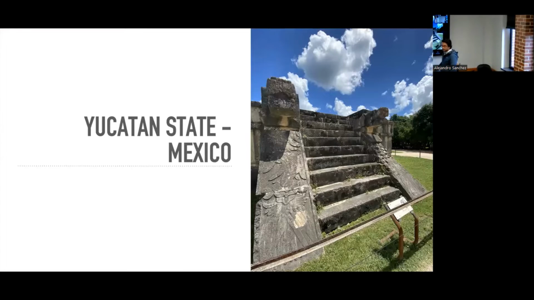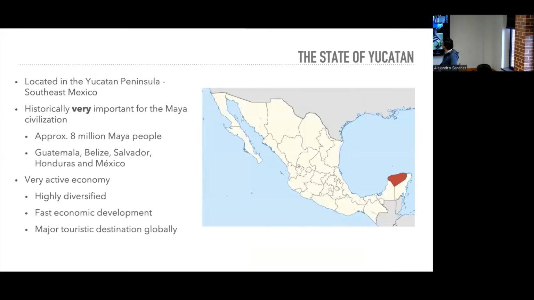So a little bit of context on the Yucatán state first. It is in the southeast part of Mexico. It was historically very important for the Maya civilization, pyramids, all of that that you most likely know. There are approximately 8 million Mayan people, and they have a very active economy. I could go much more in depth, but I want to go fast to what I did.